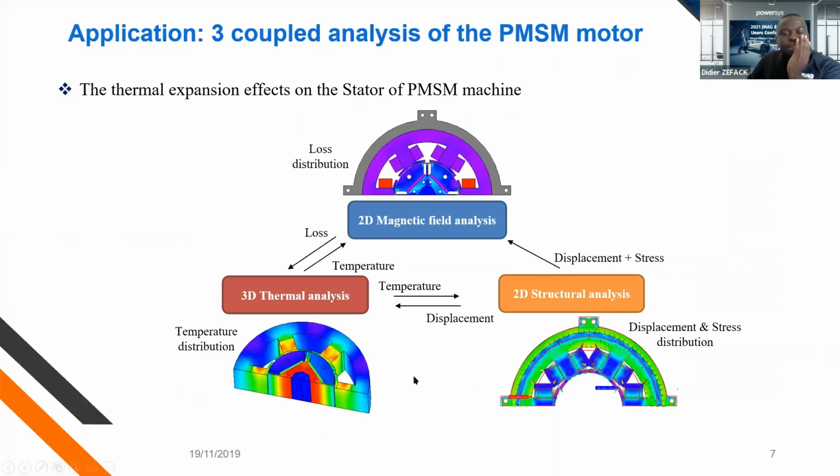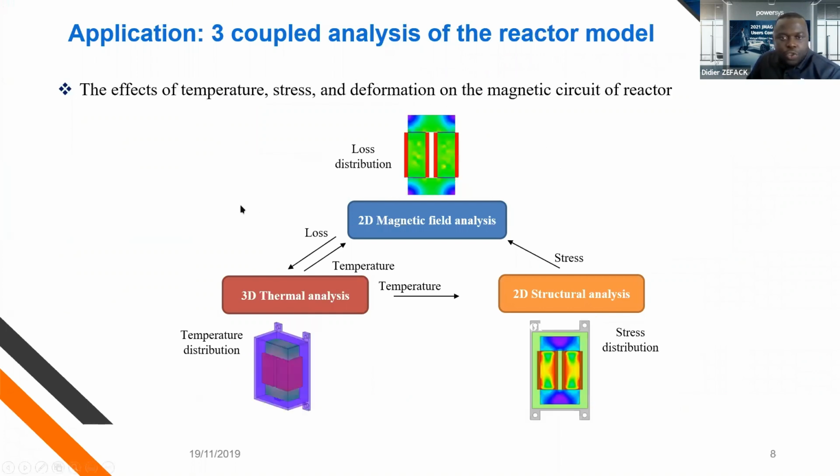Okay, so this is the first example using the PMSM motor, but you also have another example with the reactor, where we check the effect of temperature, stress, and deformation on the magnetic circuit. So you can apply this three-way coupling on any type of electromechanical system.